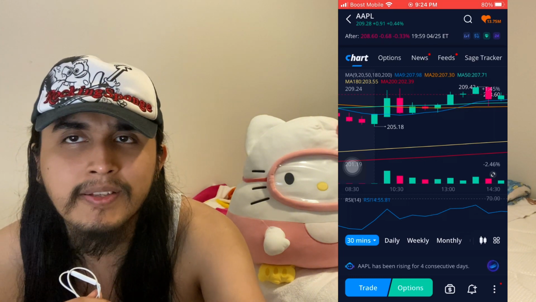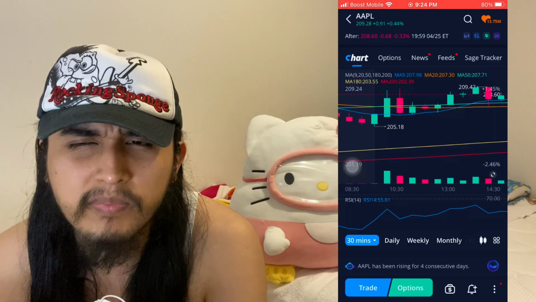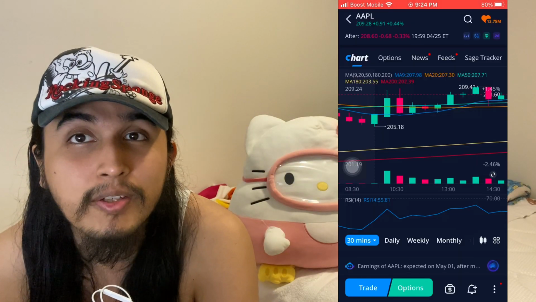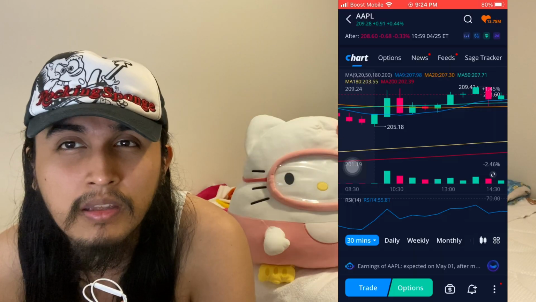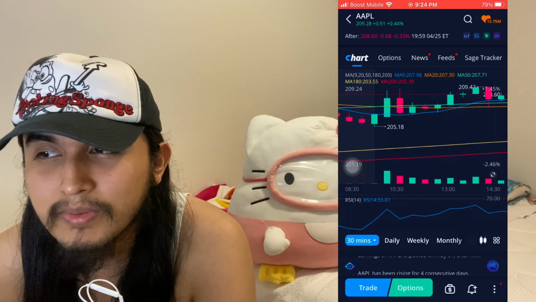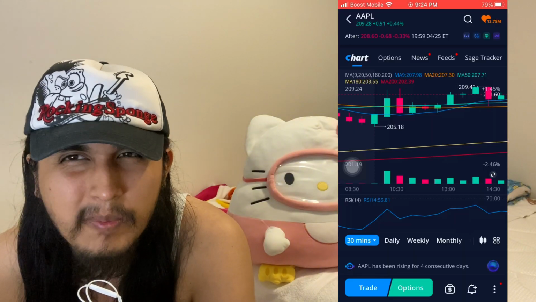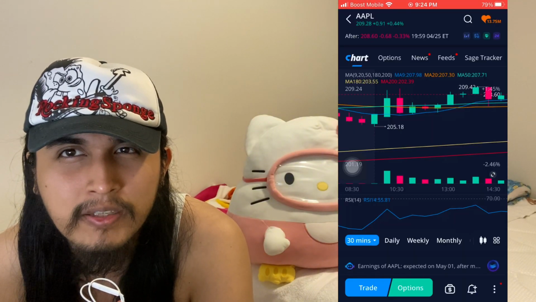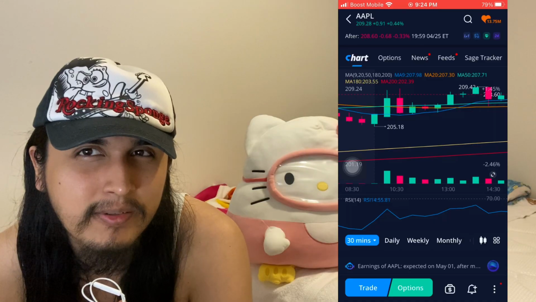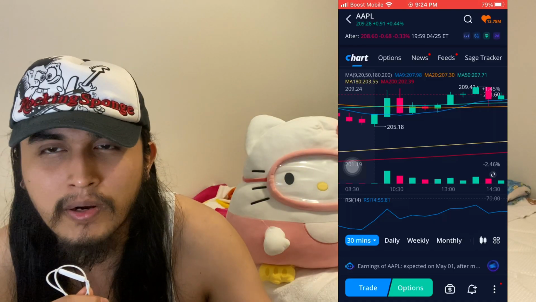It's all about, I guess you could say, dollar cost averaging in a way. I feel like there's no bad entry points really, unless you don't observe the chart well.